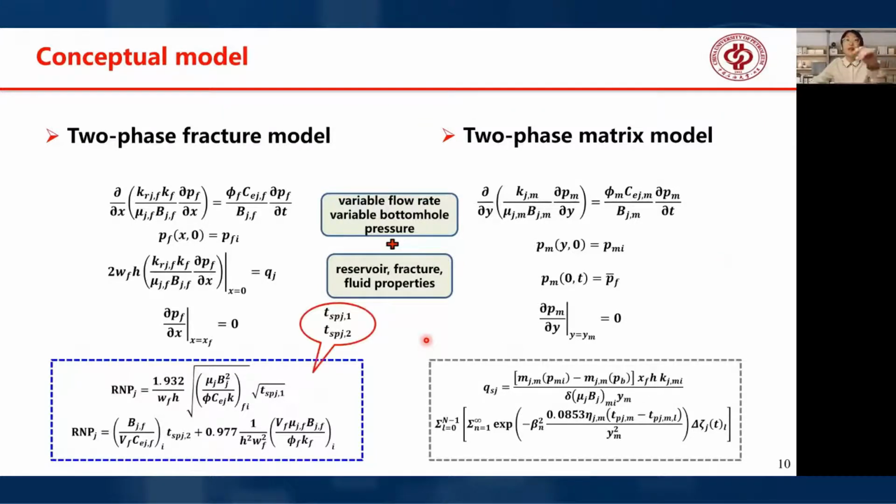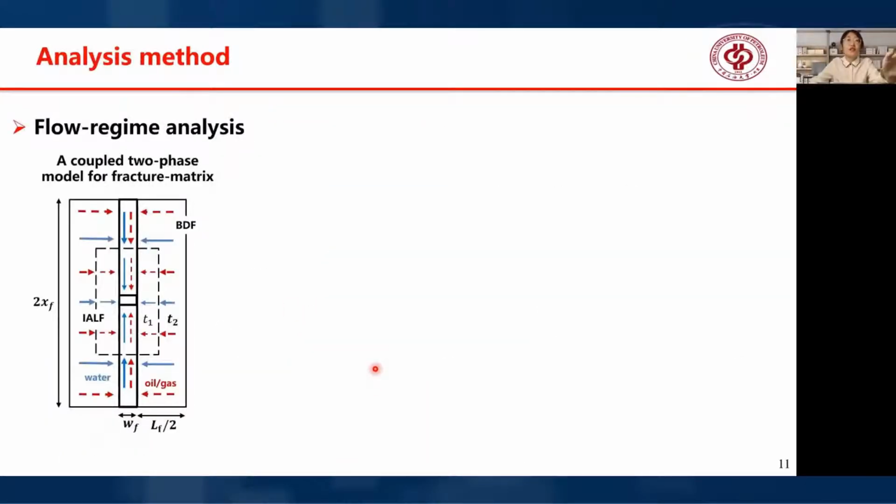And by solving these mathematical models, we can get the solutions, and we can look at these solutions. We get the different times. Based on the two different times, we can divide the flow regions. At the first, this stage is called infinite acting linear flow. After the pressure propagates to the fracture tip, this stage is called boundary dominated flow.